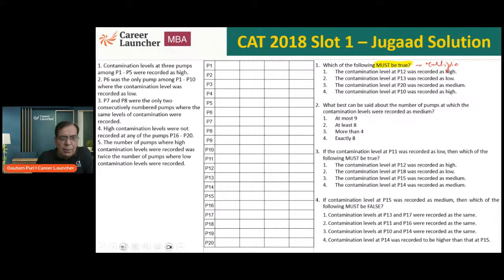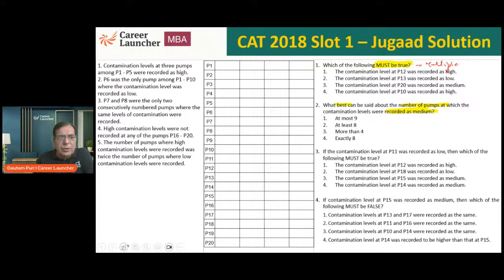Question number 2. What best can be said about the number of pumps at which contamination level was recorded as medium? This has numbers. Though it is also in range form, at most 8, at least 8, exactly 8, more than 4, this is still something which should be helpful to me. Why? Because of statement 5. We'll come to it.